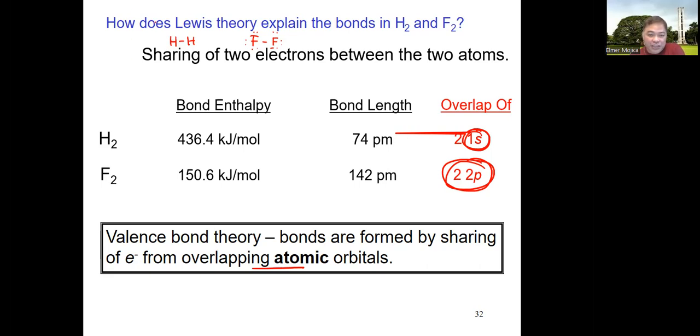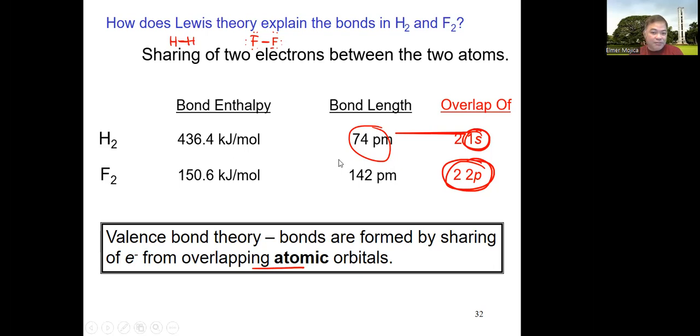The Lewis structure is just telling us they both have single bonds, but it cannot describe why they have different bond length and different bond properties. So valence bond theory assumes that electrons in a molecule occupy the atomic orbitals of the individual atoms, and the atomic orbitals of the individual atoms are being shared.